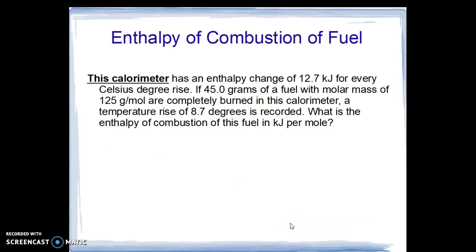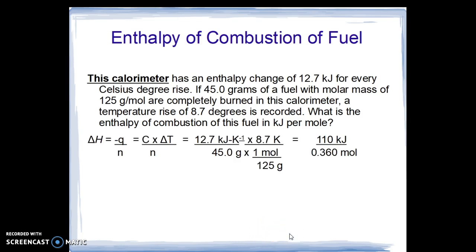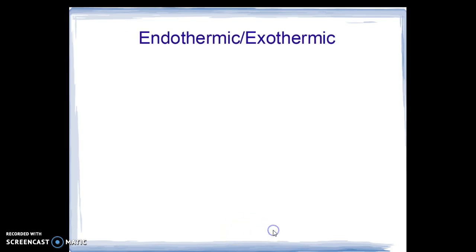And enthalpy of combustion of fuel: if you have a calorimeter with that kind of C, and you burn a fuel with a molar mass that you see here, and get the temperature rise, we can calculate the enthalpy of combustion of the fuel in this way, 305. And that, of course, is going to be a negative number.